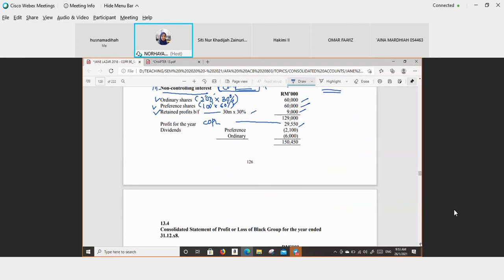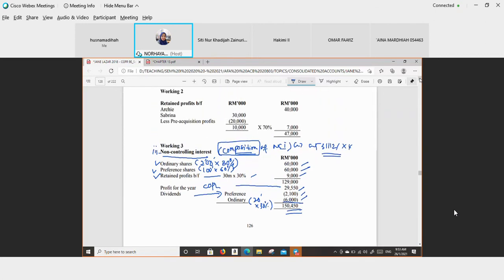And then you tolak dengan preference dividend. Tolak preference dividend. Okay, for both ordinary share and preference share. Okay, kalau ordinary share tu kira macam mana Khadijah? 20 million. Sekejap. Sorry. Okay, 20 million darabkan dengan 30%. Okay. So this comprise the non-controlling interest at the year end.